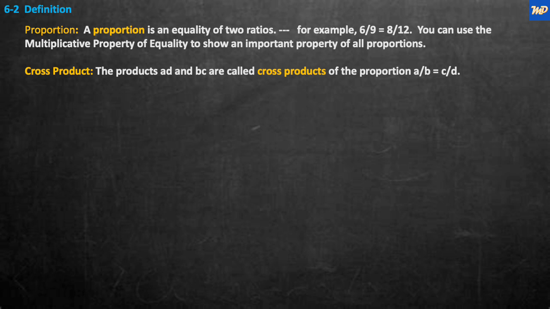Cross product. The products AD and BC are called cross products of the proportion A over B equals C over D. So what AD and BC are is when we multiply by the denominators. You'll see how that's also done in the next section.